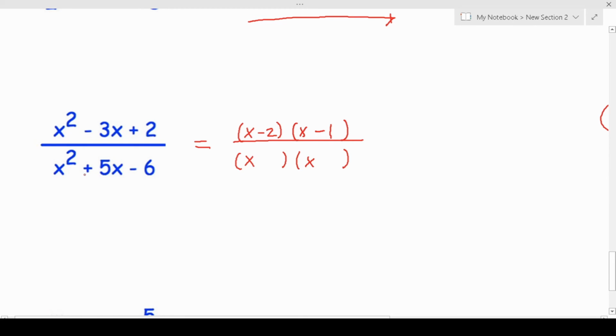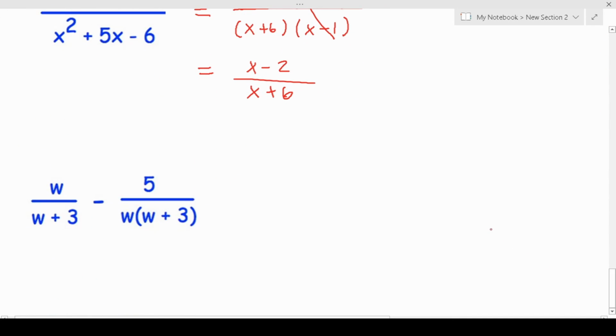All right, so for this bottom quadratic, we're looking for two factors that multiply to negative 6 but add to positive 5. So that's going to be plus 6 minus 1. Plus 6 times negative 1 is negative 6. Plus 6 minus 1 is 5. Okay? To simplify this one, we can just cross these out. That leaves us with x minus 2 over x plus 6. And now this algebraic fraction is in simplest terms.